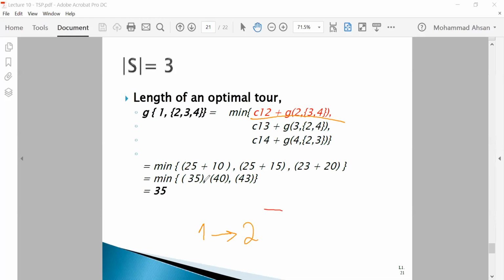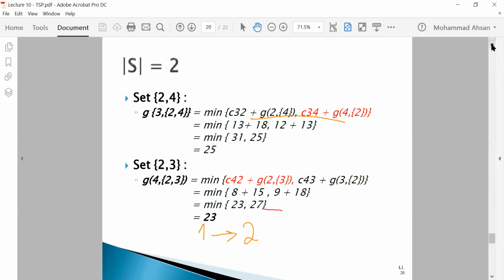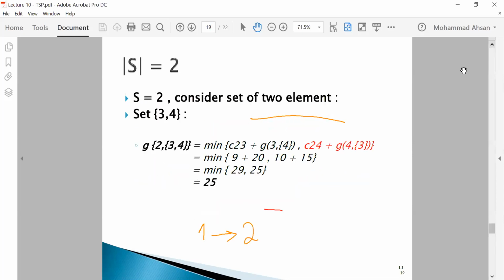So let's go back up and see where this G of 2, 3, 4 came from. So this is G of 2, 3, 4. It was the minimum of G of 2, 3, then 3, 4, or G of 2, 4. If you see, the minimum value comes from when you go from 2 to 4. Okay. And then we are left with the subproblem G of 4 through 3.